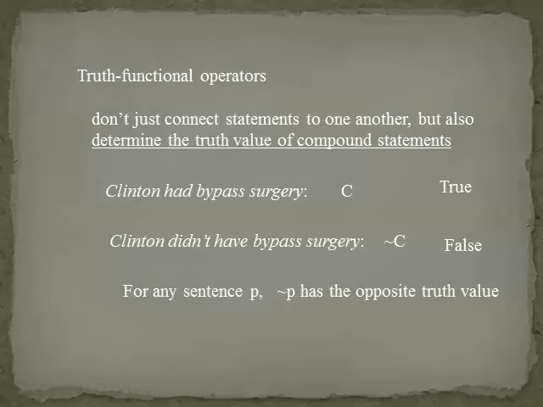We use the lowercase letters P, Q, and R to operate as variables, which means they stand for any possible sentence. And so for any sentence P, tilde P always has the opposite value of P. Here's a simple little truth table that shows that when P is true on line 1, tilde P is false on line 1. And when P is false on line 2, tilde P is true.